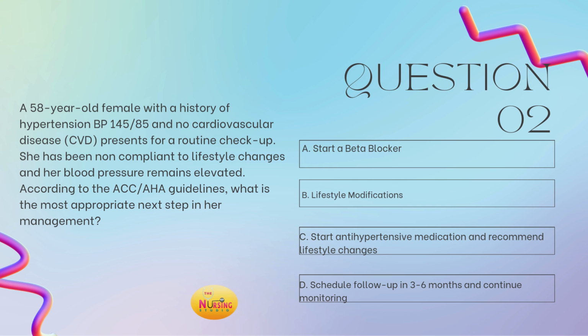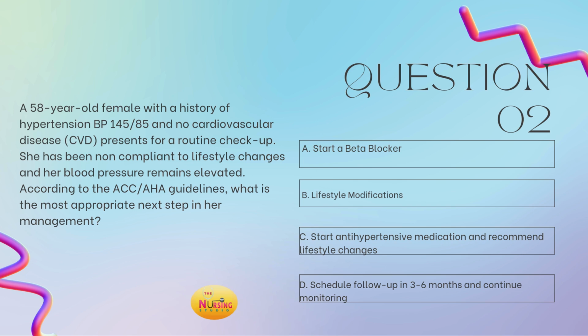Question number two, a 58-year-old female with a history of hypertension, blood pressure 145 over 85, and no cardiovascular disease presents for a routine checkup. She has been non-compliant to lifestyle changes and her blood pressure remains elevated. According to the ACC and AHA guidelines, what is the most appropriate next step in her management? Is it A, start a beta blocker, B, lifestyle modifications, C, start antihypertensive medication and recommend lifestyle changes, or D, schedule follow-up in 3 to 6 months and continue monitoring? Take a moment and tell me what you got.